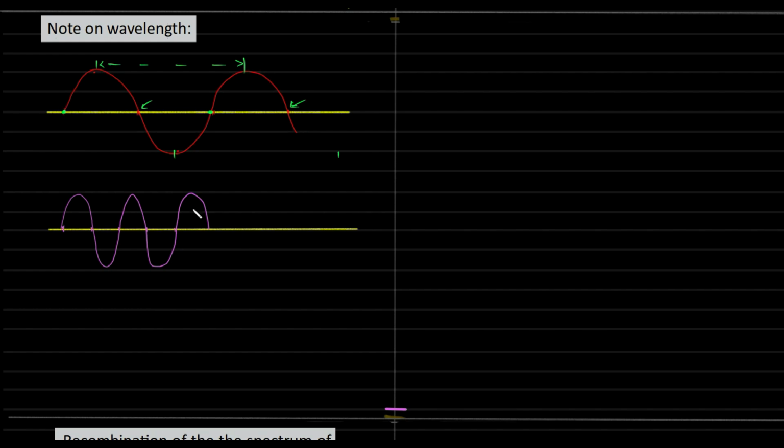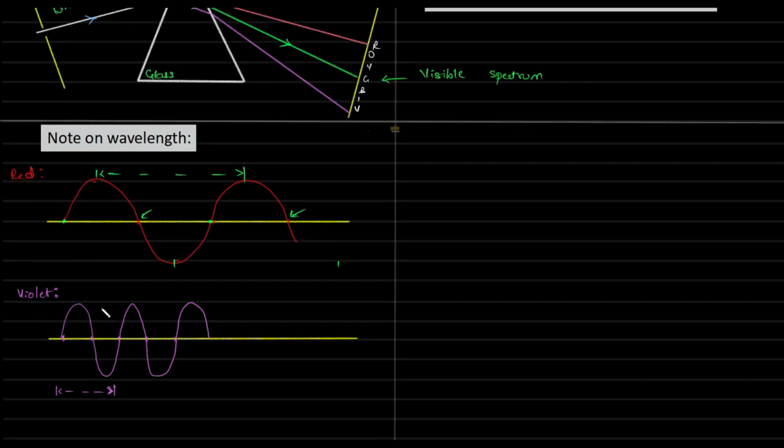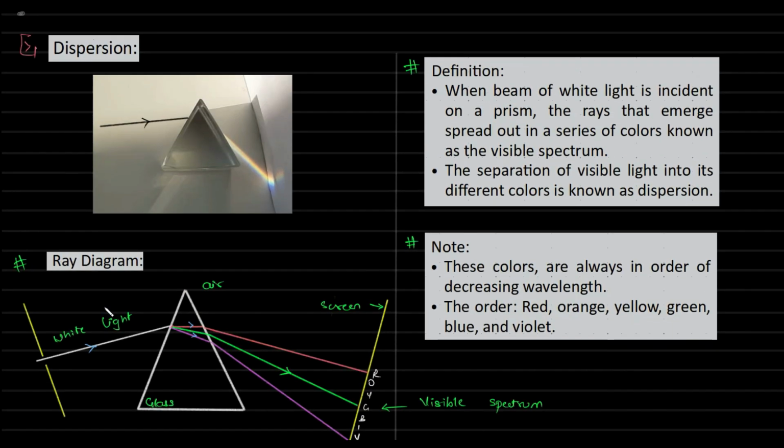Red will have a higher wavelength, which means this length will be longer, while violet will have a shorter one. So this is your red and this is your violet. This wavelength is shorter and this wavelength is longer. So this difference we need to keep in mind. This is nothing but your dispersion of white light.